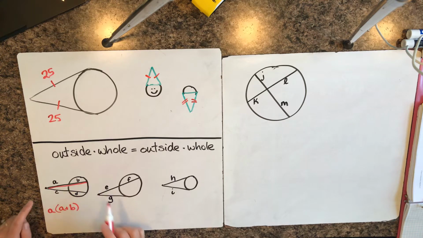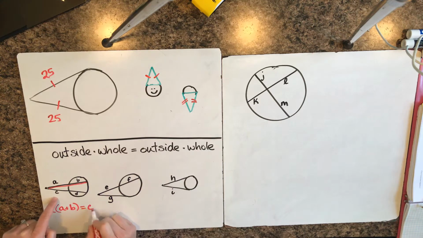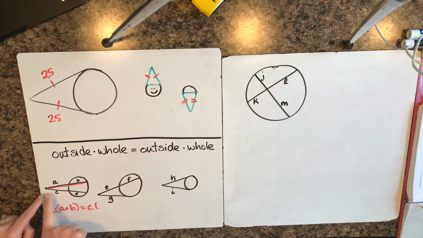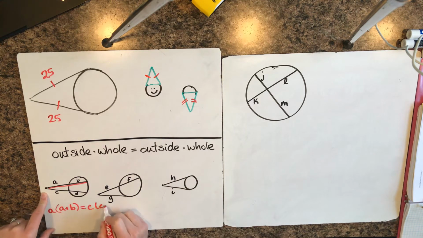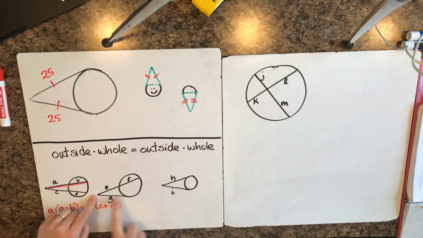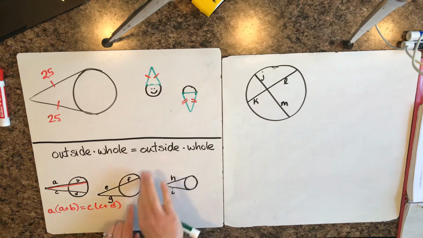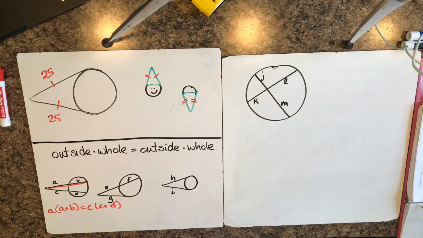It's not 50. So in this case, I do A times A plus B is equal to the outside of this other black secant, that's just C, and then the whole thing, I have to add C plus D together. So that goes with this one. The second one, those two lines are still meeting outside the circle. I have a tangent, I have a secant. And maybe they continue, but I don't really care about the parts that continue after we go through the circle.